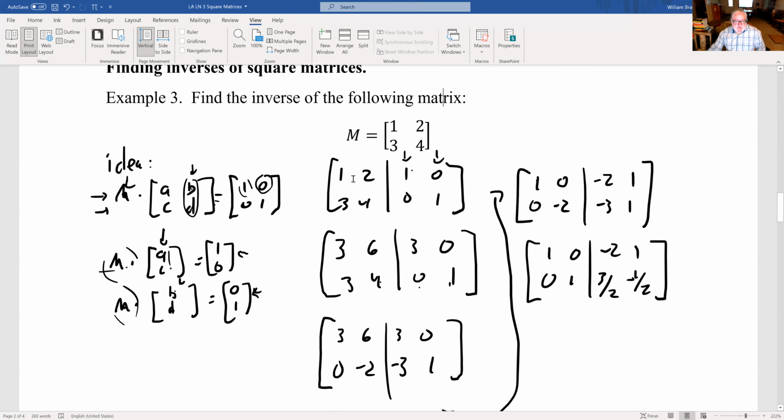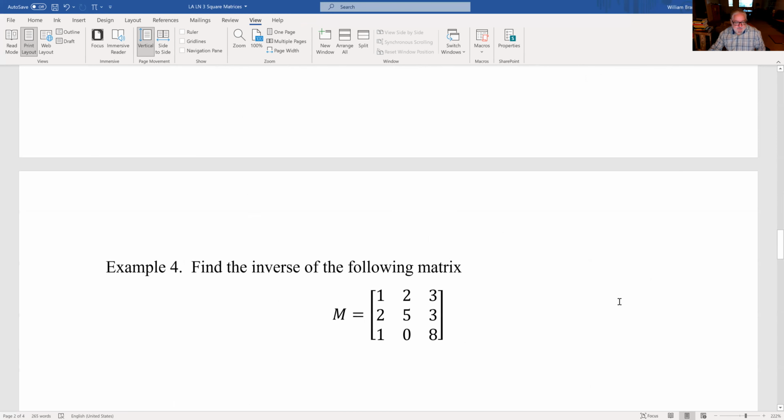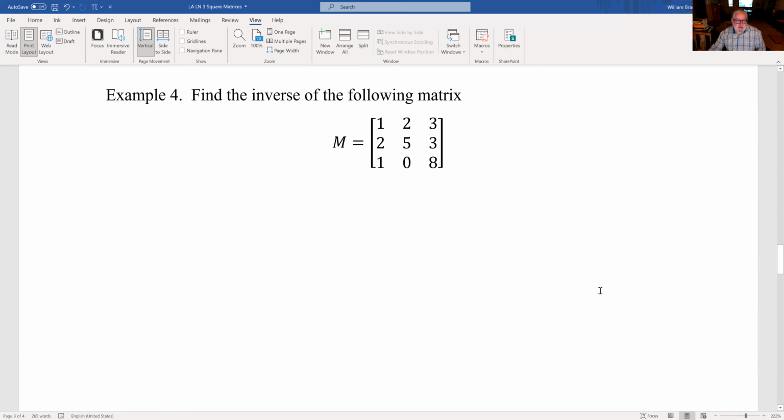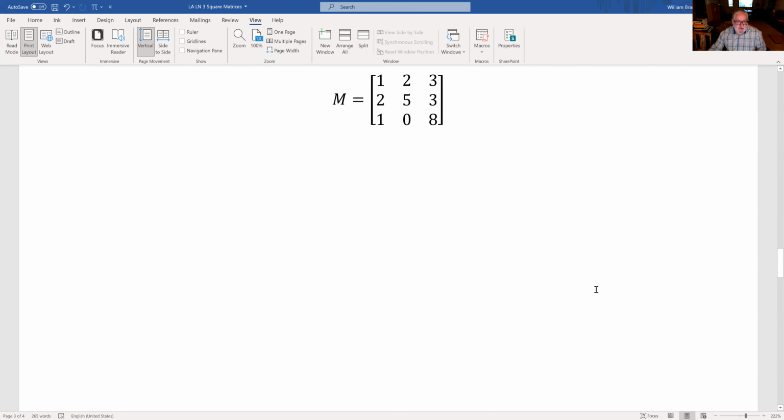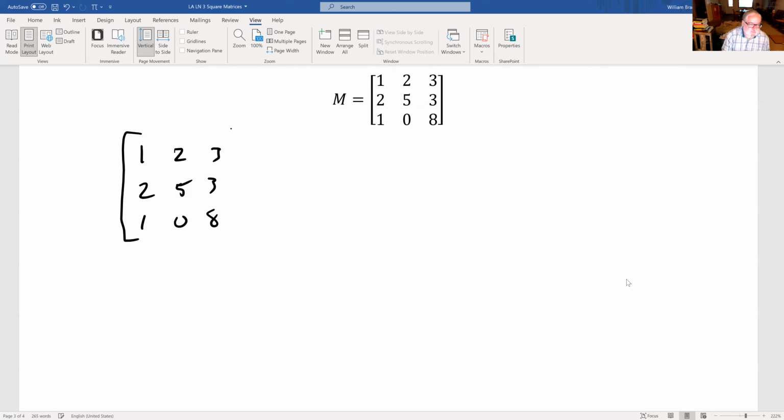So to get the inverse, you set up the matrix and then the identity matrix, and you reduce it until you get the identity matrix on the left-hand side. So here's a 3 by 3 matrix. How do we find the inverse of that? 1, 2, 3, 2, 5, 3, 1, 0, 8 is our matrix.